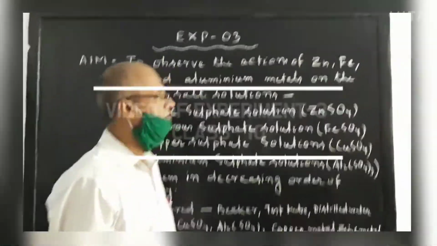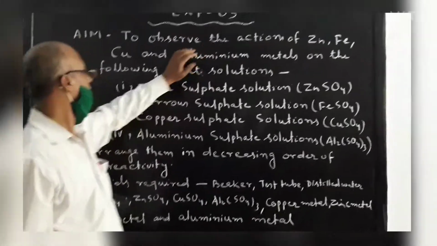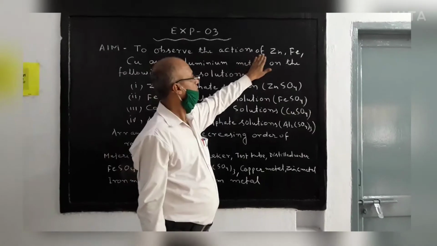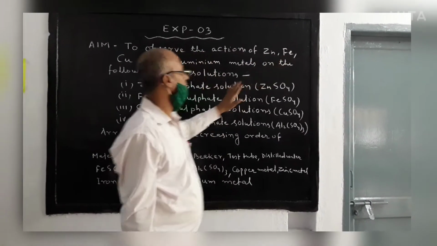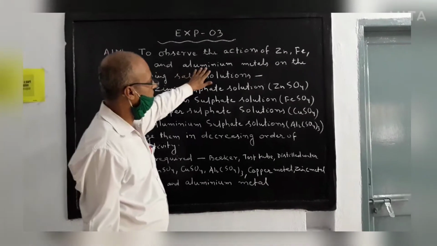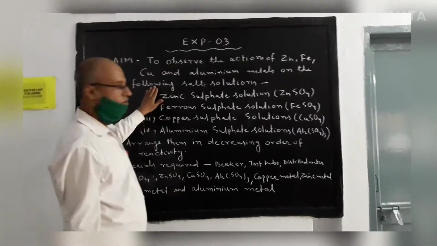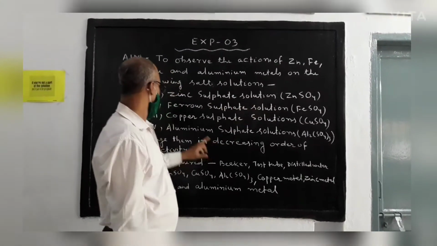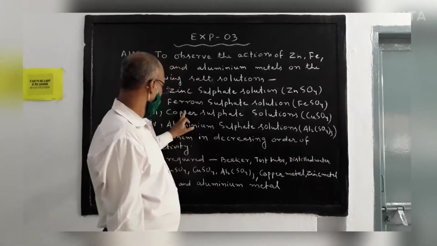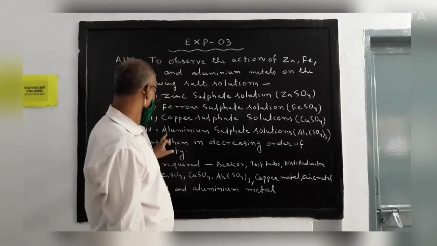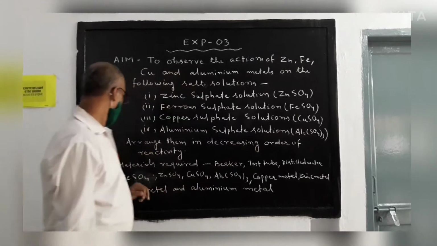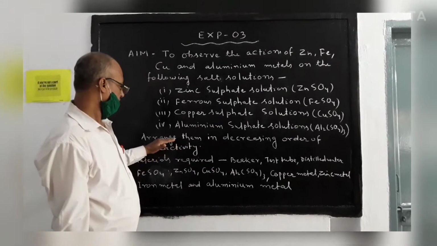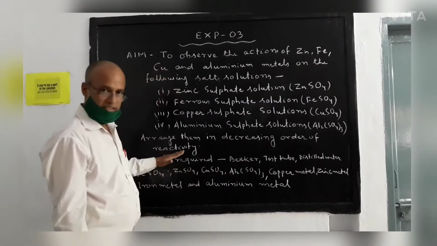Hello students, in experiment 3 we have to observe the action of zinc, iron, copper and aluminium metals on the following salt solutions: zinc sulfate solution, ferrous sulfate solution, copper sulfate solution, aluminium sulfate solution, and then we have to arrange them, after the experiment, in decreasing order of reactivity.